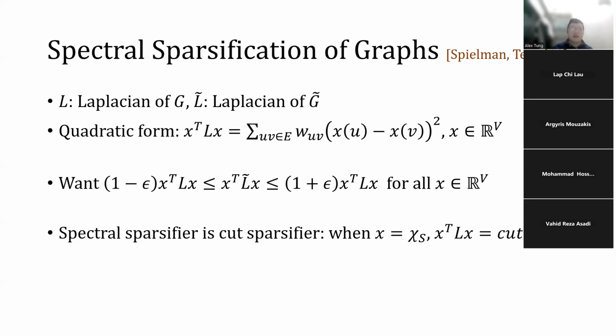So we say that the new graph G tilde is an epsilon spectral sparsifier of G if the quadratic form is within 1 plus minus epsilon of the old one for all vectors x. So one important feature of this definition is that a spectral sparsifier is a cut sparsifier because when you plug in the characteristic vector of a subset S as the vector x, then you can check that x transpose Lx, the quadratic form, is exactly equal to the cut value of S.